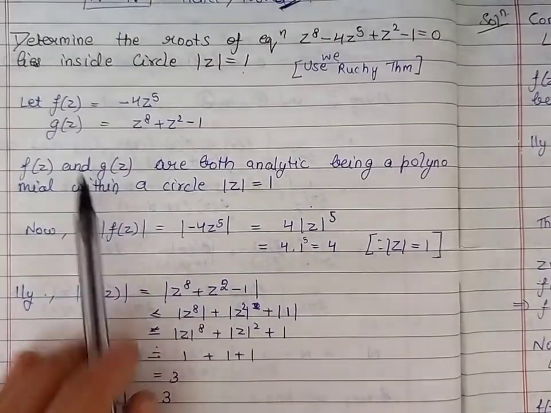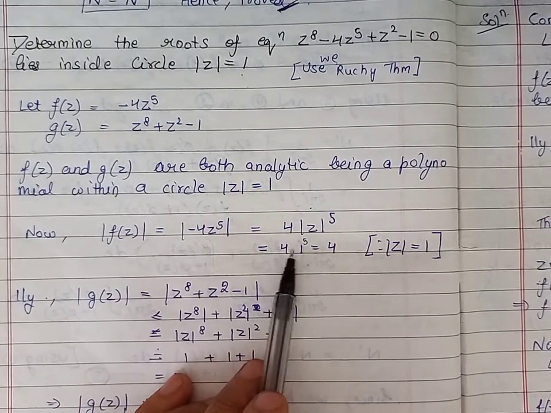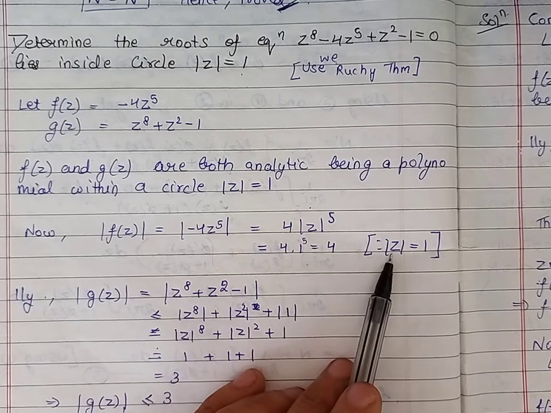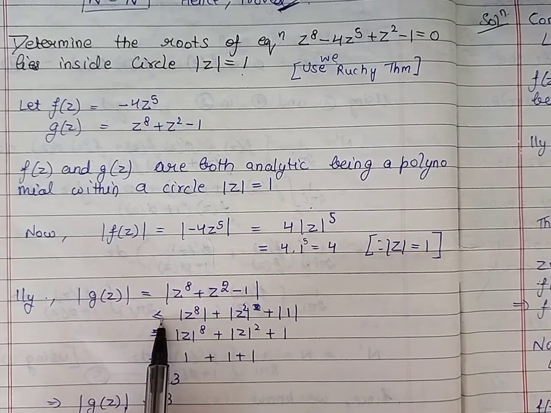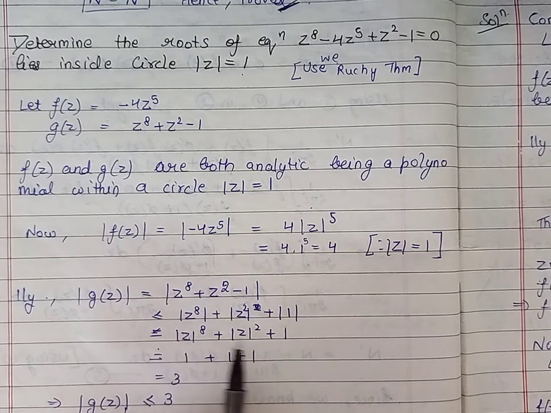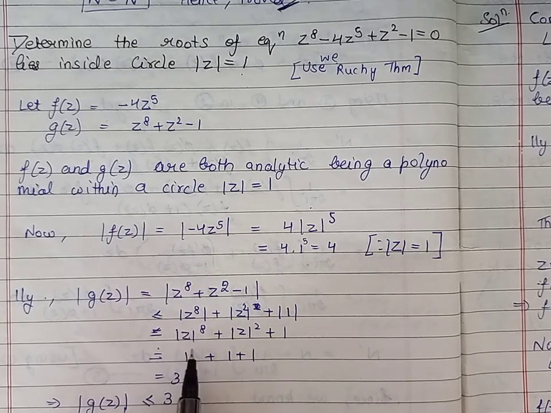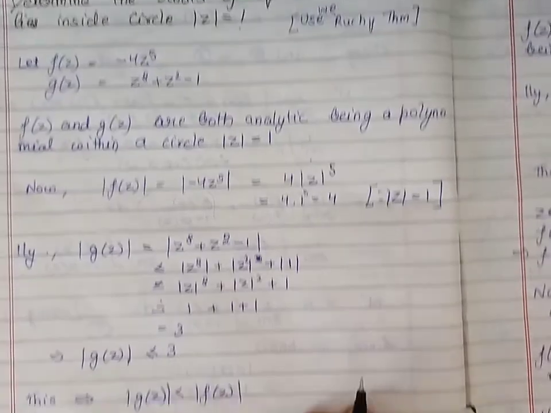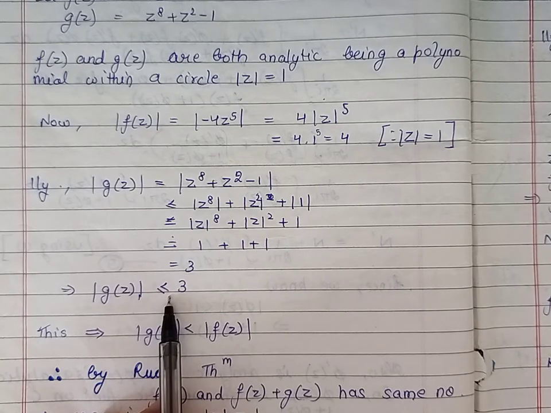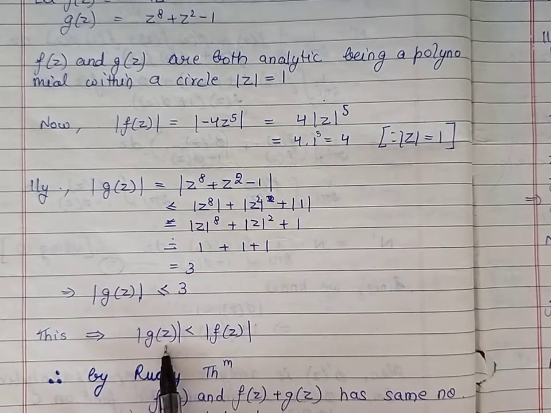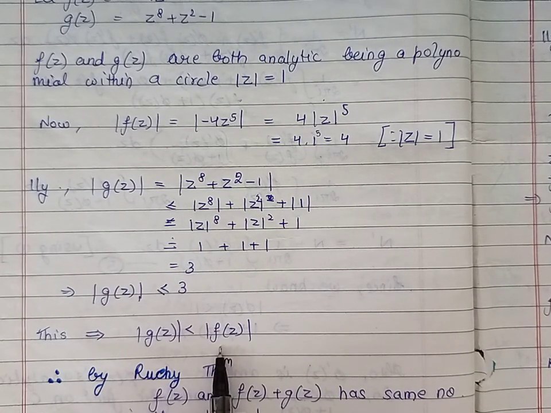So let us find the mod of both functions one by one. So |f| is 4 because |z| is 1. Now |g|, by triangle inequality, will be less than or equal to |z|^8 + |z|^2 + 1. |z| is 1, so that will be 1 + 1 + 1, which becomes 3. It means |g| is less than or equal to 3, and |f| is 4, so we get |g| is less than |f|. So the conditions of Rouche's theorem are satisfied.